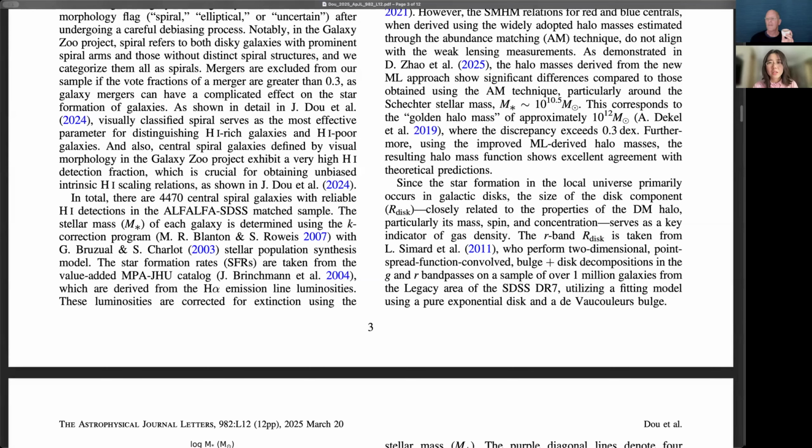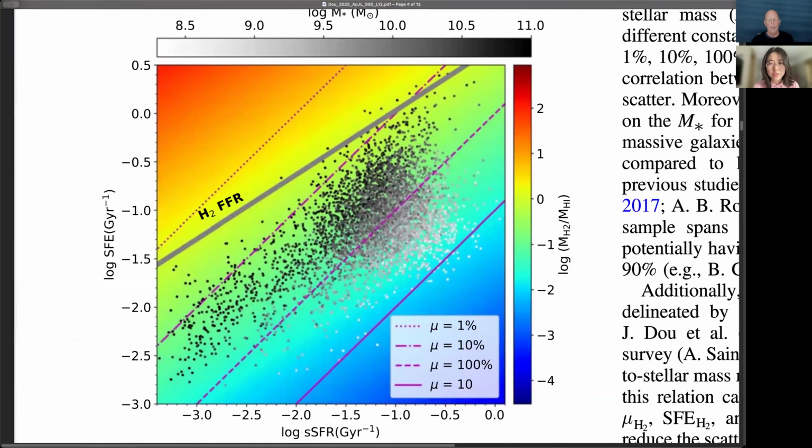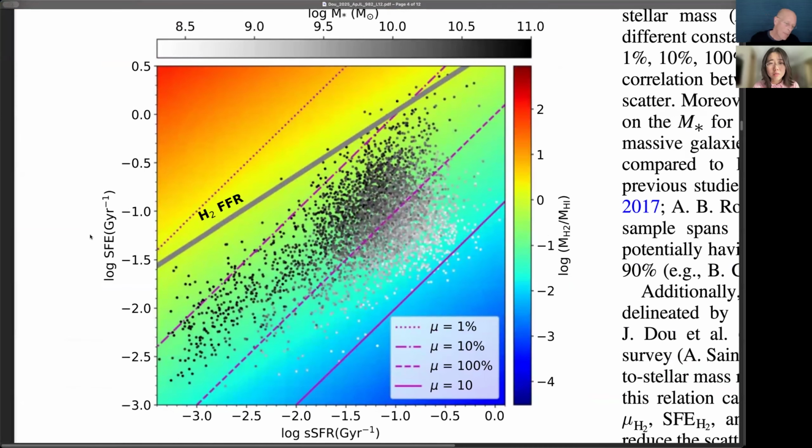Let's walk through the figures and see what we find. In figure one, we show the distribution of the central spiral galaxies on the star formation efficiency versus specific star formation rate plane. First, let me introduce these two quantities. The star formation efficiency, which is shown on the y-axis, is the ratio between the star formation rate and the gas mass. So basically, it describes how efficiently the galaxy can turn the gas into stars.